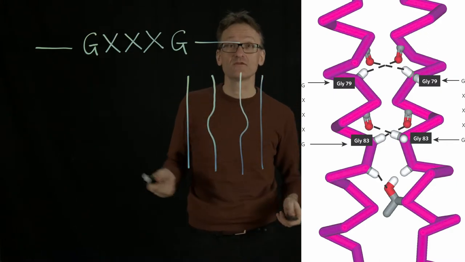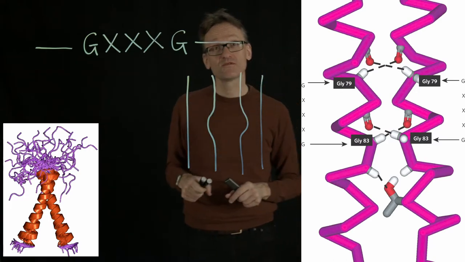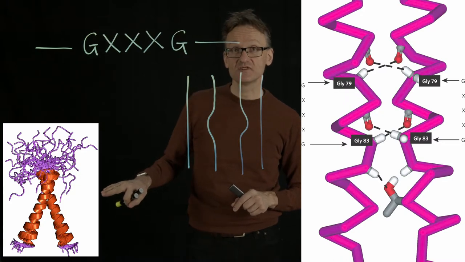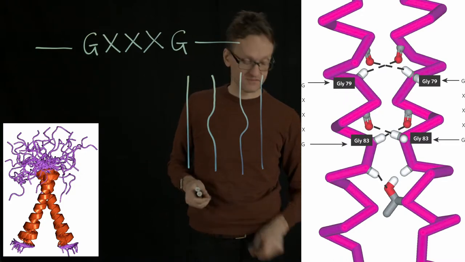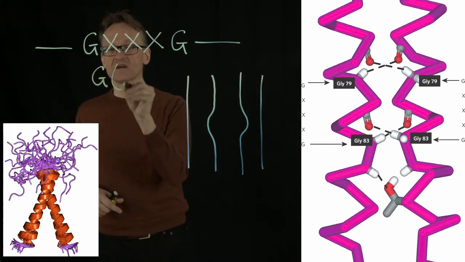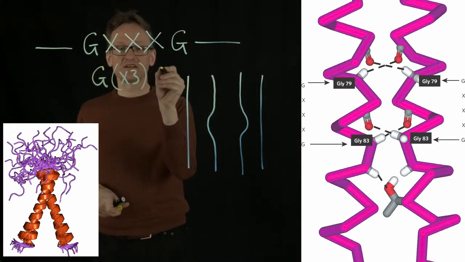You can see that if you make an NMR experiment. So here's an example of an NMR structure of glycophorin A. And this GX3G motif is up here. So either you call it GXXXG or GX3G.